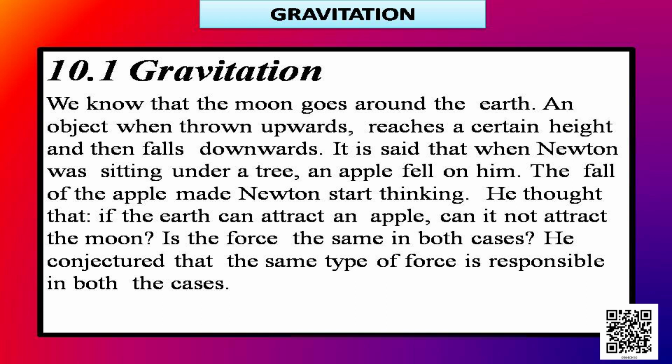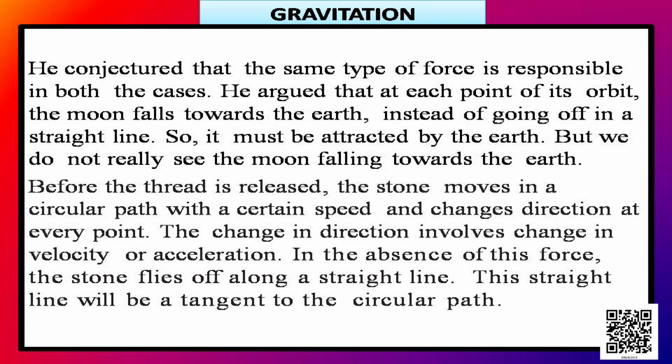It is said that when Newton was sitting under a tree, an apple fell on him. The fall of the apple made Newton start thinking. He thought that if the earth can attract an apple, can it not attract the moon? Is the force the same in both cases? He conjectured that the same type of force is responsible in both the cases. He argued that at each point of its orbit, the moon falls towards the earth instead of going off in a straight line. So, it must be attracted by the earth.